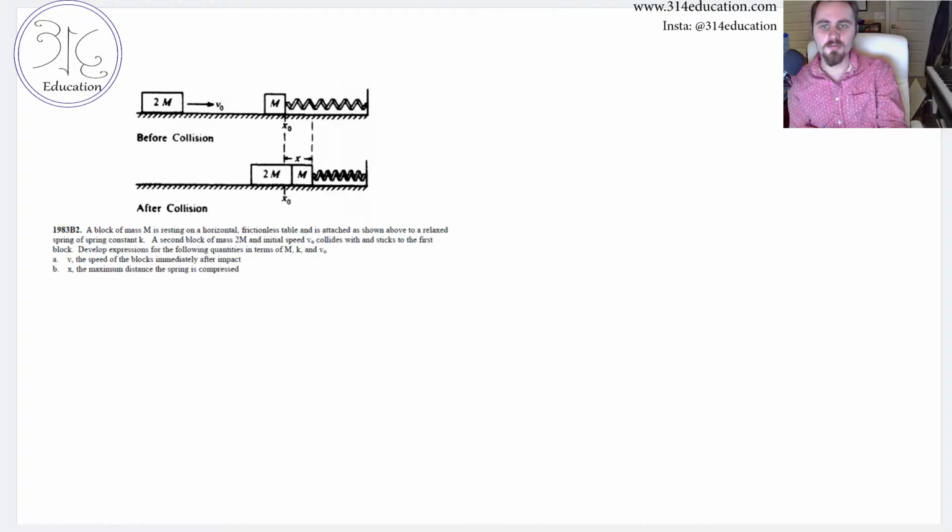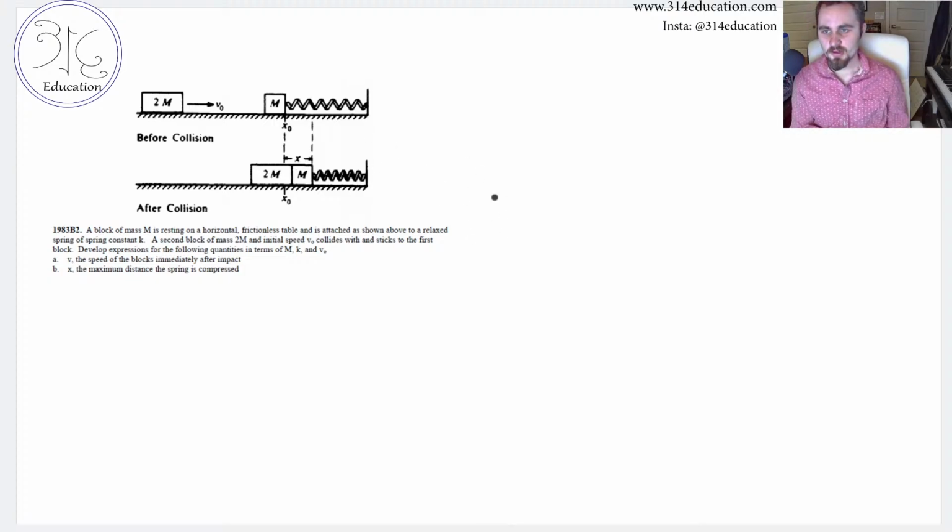We've got a block of 2m coming up to hit a block of mass m that's on the end of a spring here. I guess x naught is the resting spring. Yep, x naught is our relaxed distance, and it has some spring constant k. So we want to start with the velocity of the two blocks after the collision. This is probably easier than what we would see an actual FRQ to be.